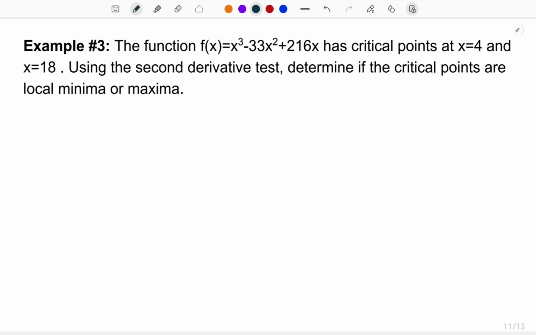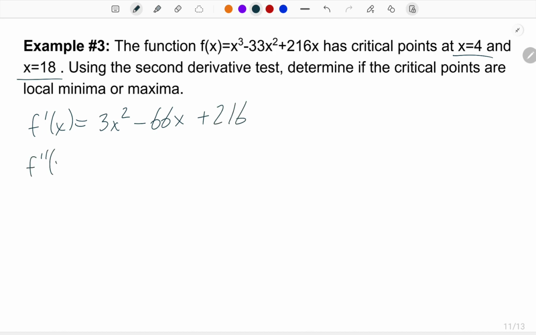For this example, we've got x cubed minus 33x squared plus 216x. We already know the critical points, so we don't have to worry about that. We just want to use the second derivative test to check, is the point at x equal to 4 or x equal to 18 a maximum or a minimum? Again, we'll just have to do some quick derivatives. So we're just going to get 3x squared minus 66x plus 216. And the second derivative is going to be 6x minus 66.